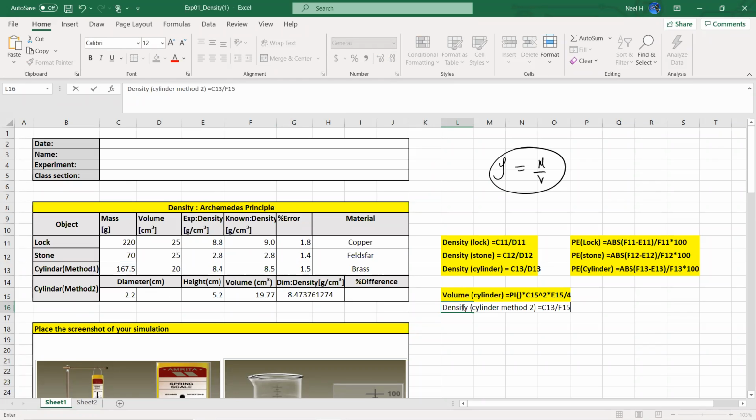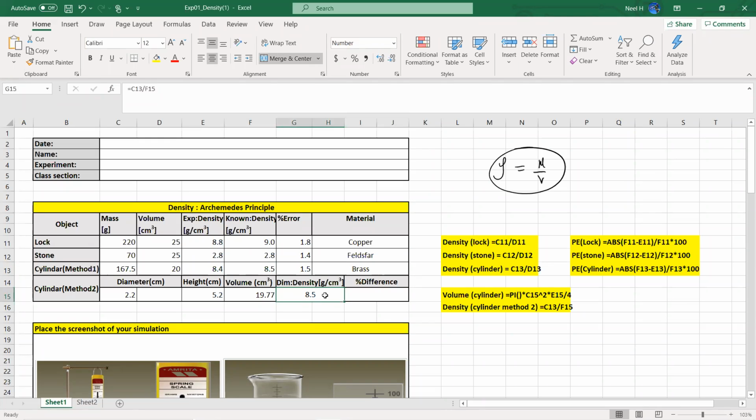To get the density of the cylinder, you divided 167, which is the mass, by 19.77, which is the new volume. Yeah, that's correct. That number you can round to exactly 2 sig figs. If I round it to exactly 2 sig figs, you can see it looks like it perfectly matches the known value, right? But we still will do the percentage difference calculation.